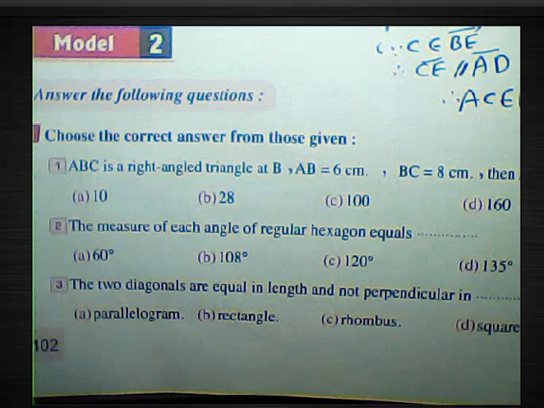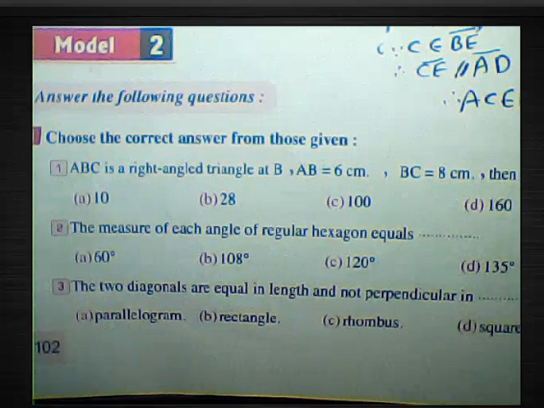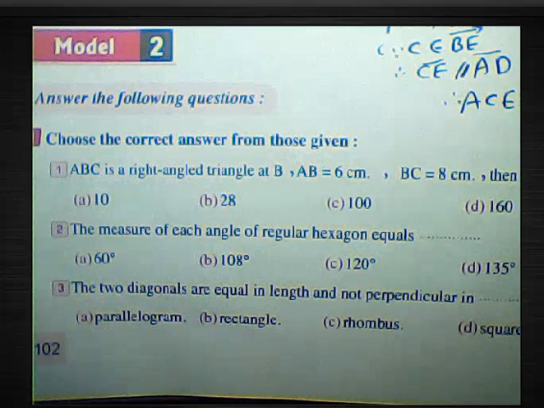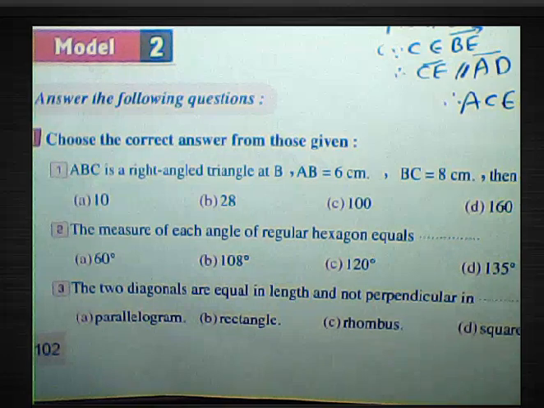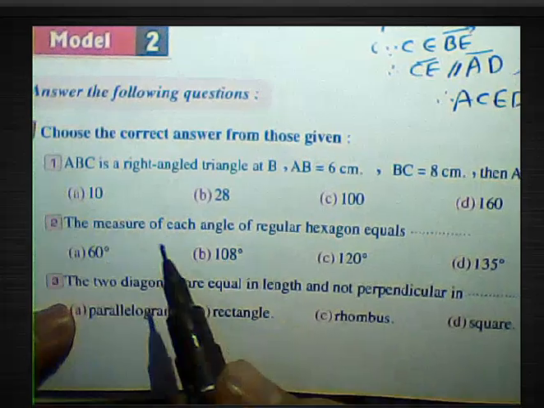Prep 1. Today we will solve model 2 from the Moasser book, second term, geometry. Okay, about geometry. Choose the correct answer. Number 1.